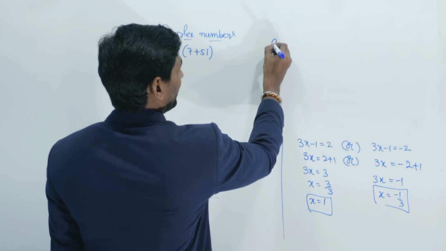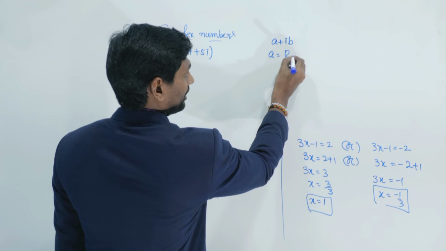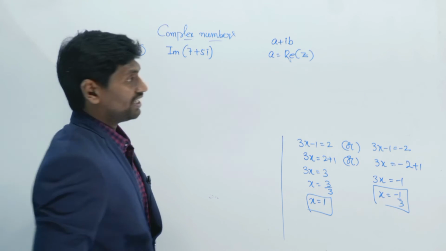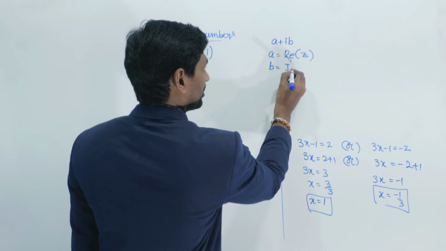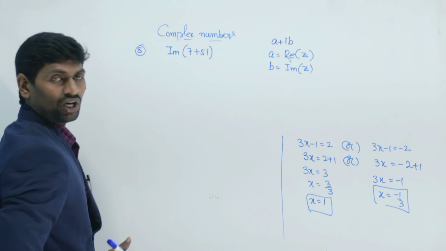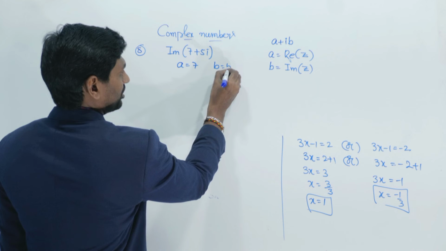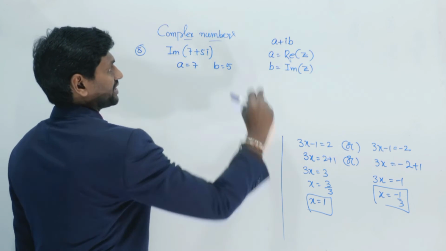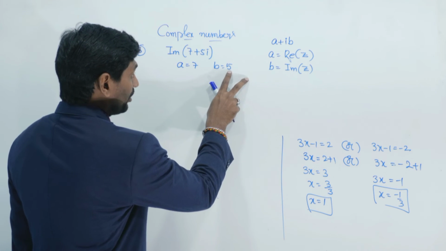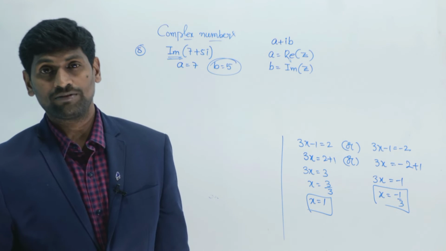I told you already, a plus ib or a plus bi, where a is called the real part of the complex number, and b is called the imaginary part of the complex number. So from this number, a equals 7, b equals 5. Compare with the general form a plus ib. Here the real part is 7, the imaginary part is 5. So our answer is 5. You are asking about the imaginary part, so the imaginary part is 5.